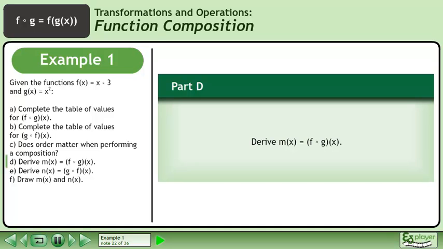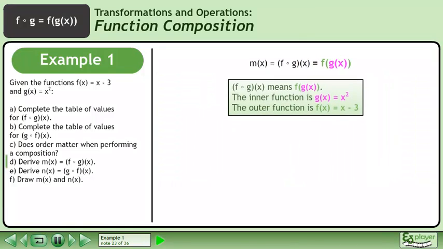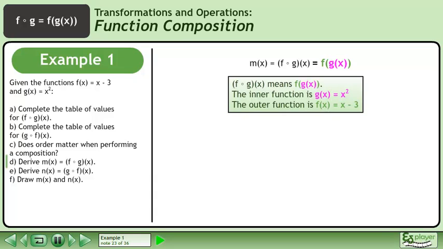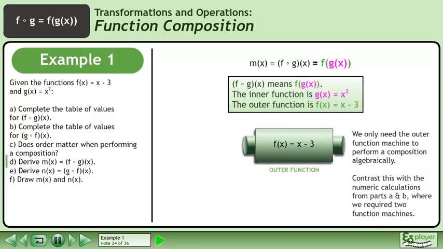In part D, we'll derive m of x equals f of g of x. F open circle g of x means f of g of x. The inner function is g of x equals x squared, and the outer function is f of x equals x minus 3. We only need the outer function machine to perform a composition algebraically. Contrast this with the numeric calculations from parts A and B, where we required 2 function machines.